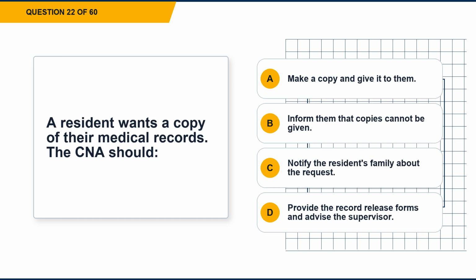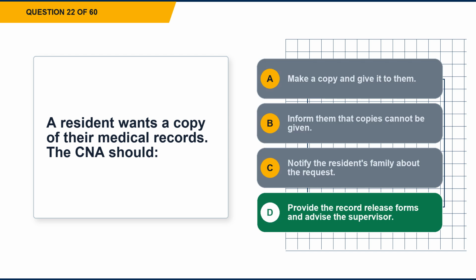Question 22. A resident wants a copy of their medical records. The CNA should: Option A, make a copy and give it to them. Option B, inform them that copies cannot be given. Option C, notify the resident's family about the request. Option D, provide the record release forms and advise the supervisor.